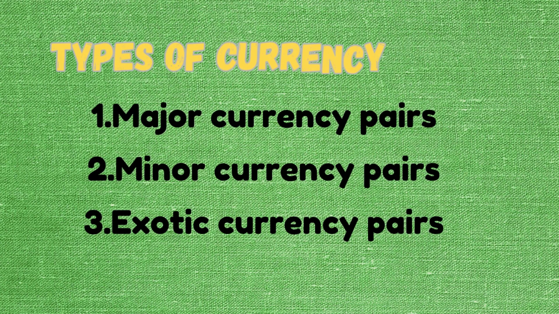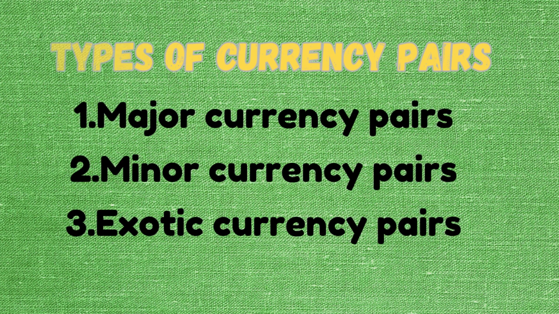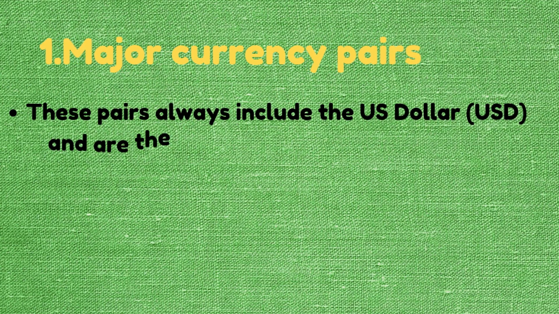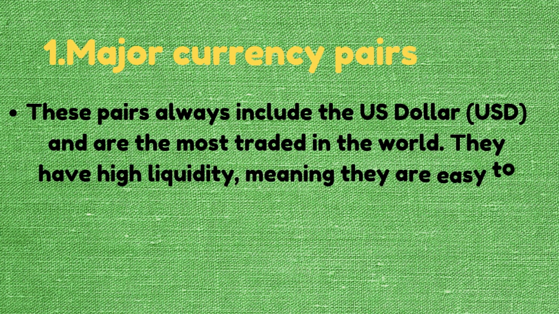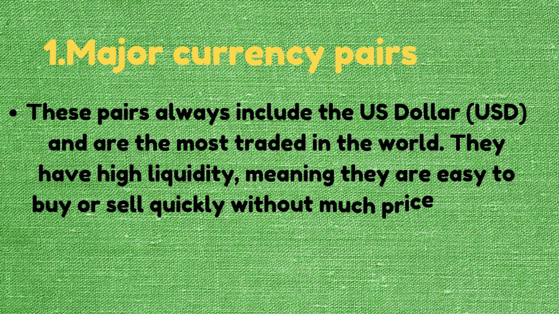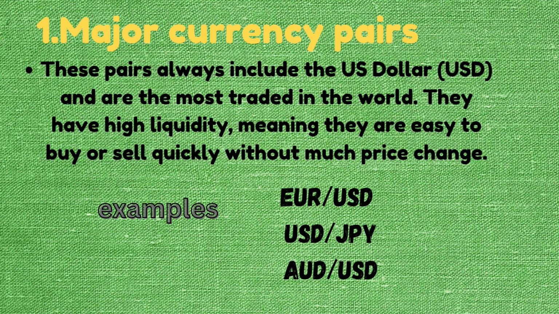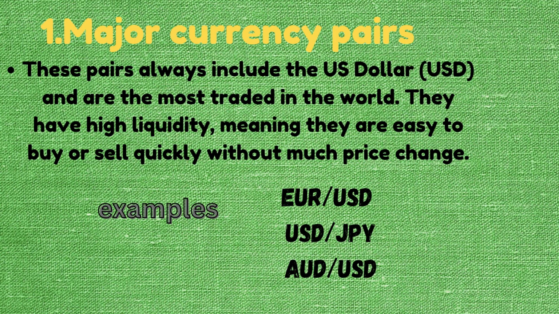So the next thing that we need to know here is there are 3 types of currency pair. The first one is the major currency pair. These pairs always include the US dollar, so you can't mistake them. They are the most traded in the world. They have high liquidity, meaning they are easy to buy or sell quickly without much price change. For example, we have Euro USD, we have USD JPY, we have AUD USD.